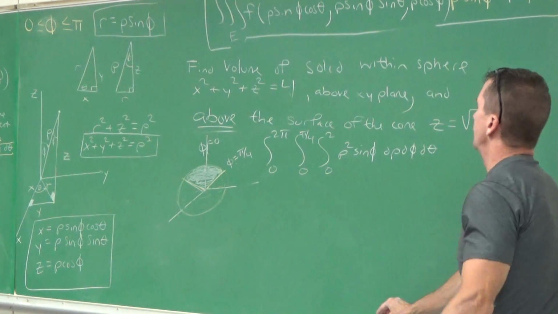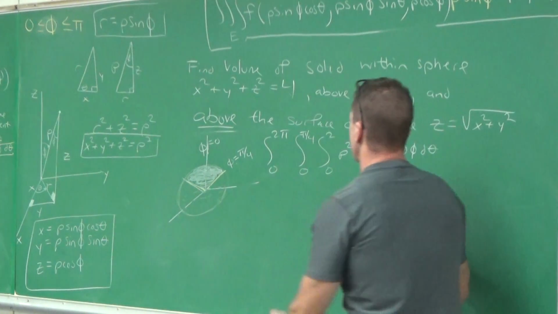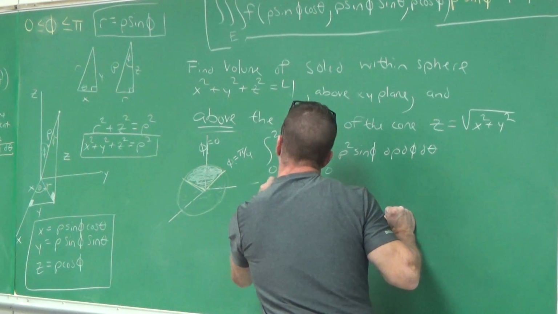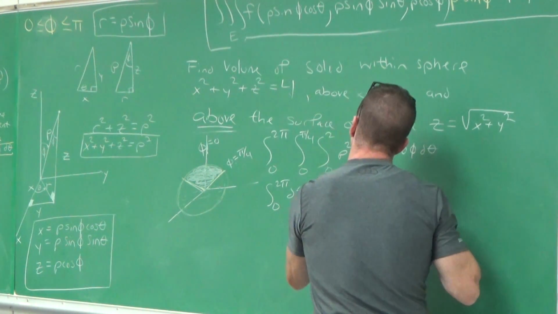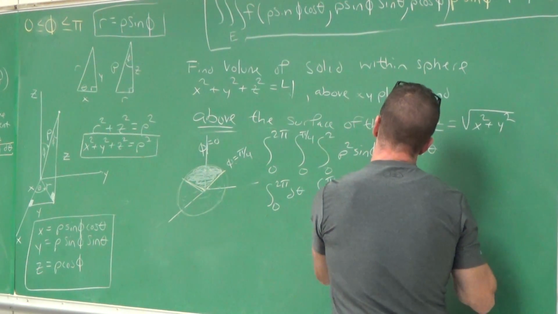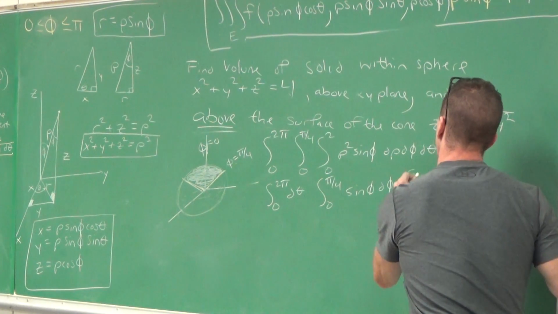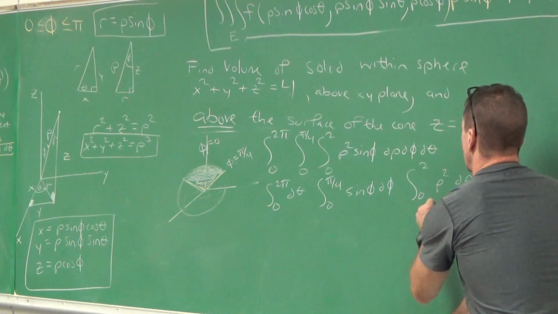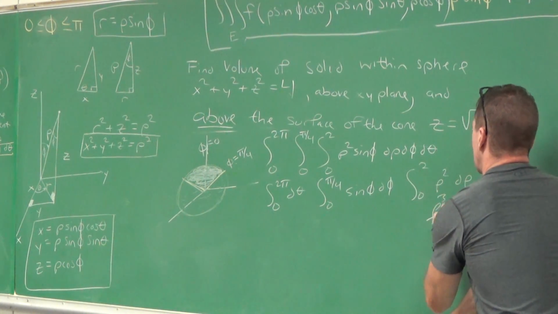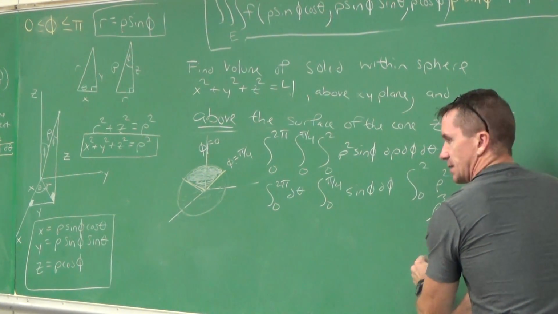Alright, can I break it up? Let's do it. 0 to 2 pi, dθ. You've got 0 to pi over 4, sine phi, dφ. Okay, that shouldn't be too bad. And then 0 to 2, rho squared dρ. That should be easy. That's rho cubed over 3. Oh, that's 8/3. This looks like the problem we did earlier.